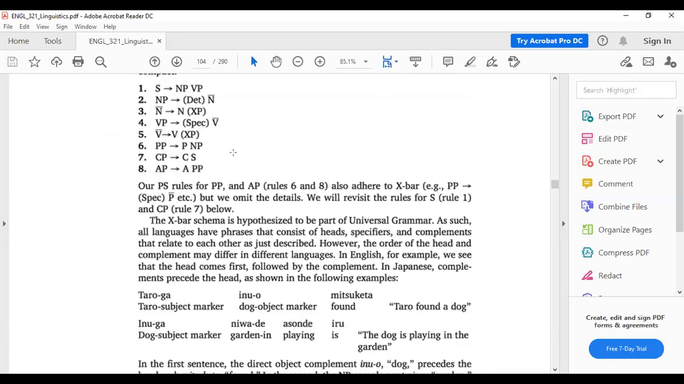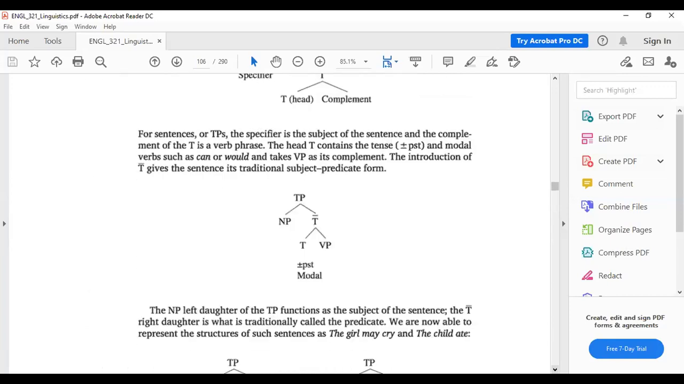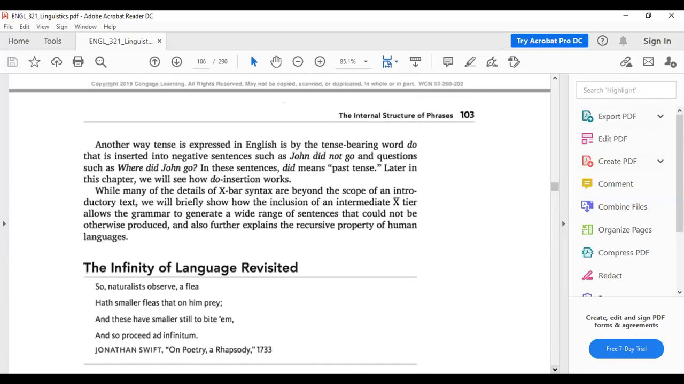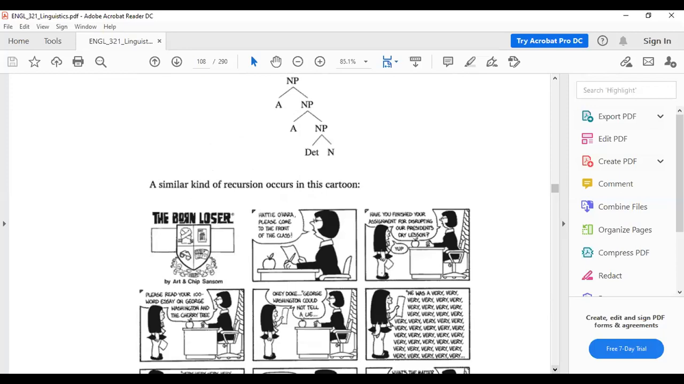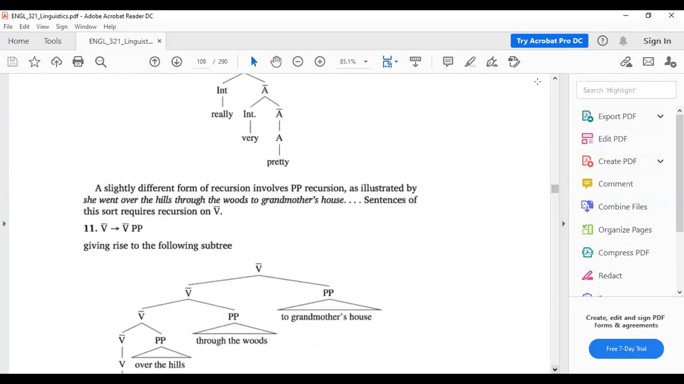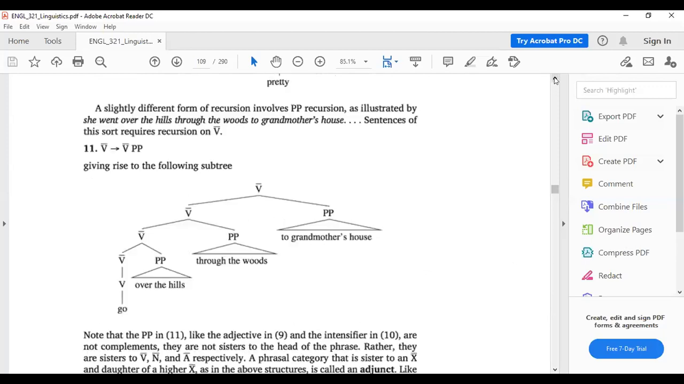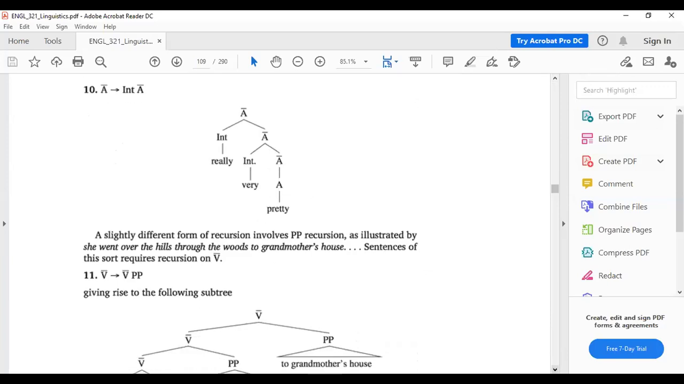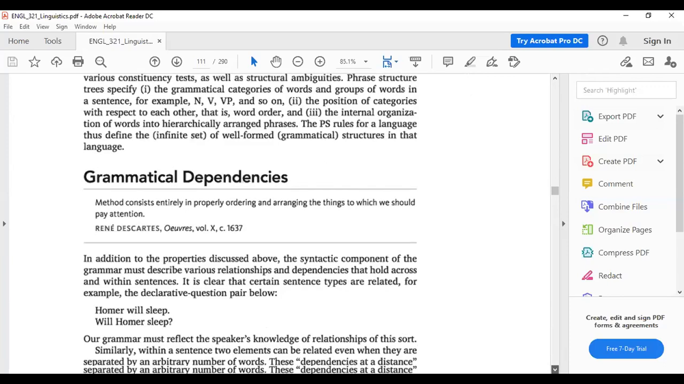Chomsky developed these rules into X-bar rules, and he added some rules, and then also he talked about movement, something like this, the TP, and then he talked about the movement, like WH questions, active and passive, and so on. But as I said, we don't have time for this. Inshallah, in syntax, in GIL 323, you will study more about this.